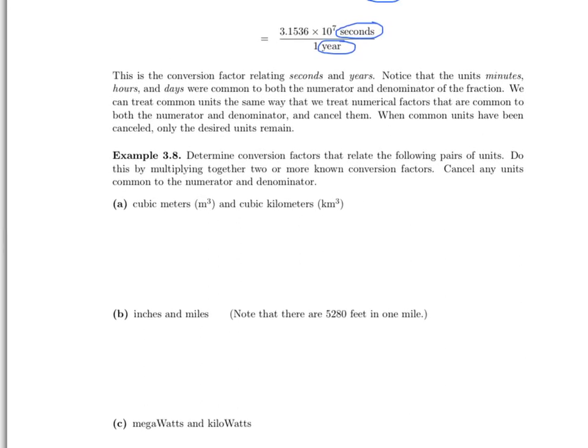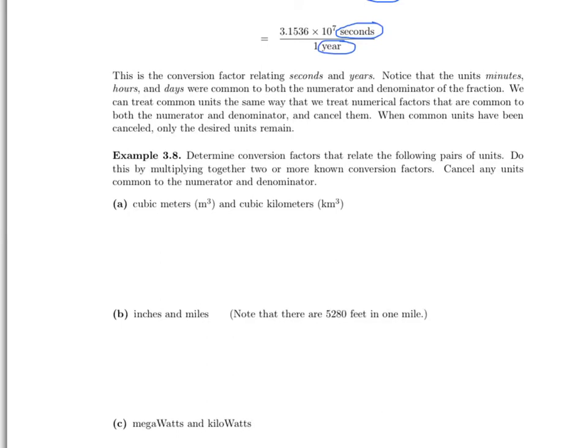So let's practice determining conversion factors. In example 3.8, we are supposed to determine conversion factors that relate the following pairs of units. And in this case, we're going to do this by multiplying together two or more known conversion factors. And we're going to take care to cancel any units that are common to the numerator and the denominator. Let's look at part A.